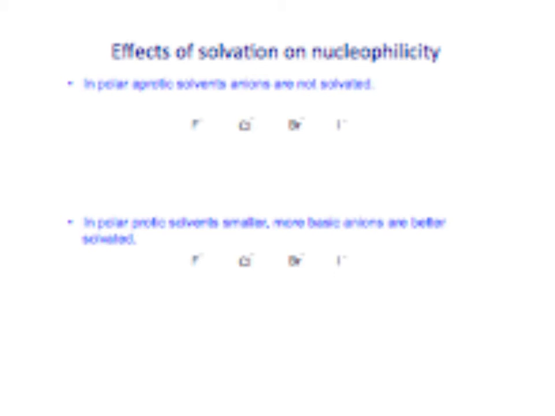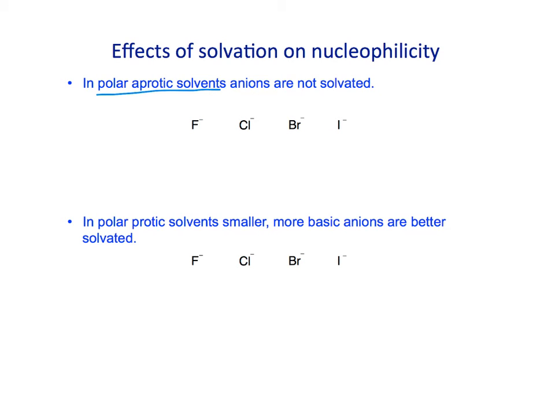If we run a substitution reaction using a halide as a nucleophile, if we run it in a polar aprotic solvent, then the halides are not solvated. Because of that, they're unencumbered and their reactivity follows their basicity. And so if we look at the basicity, it increases going this way, and so the nucleophilicity also increases from right to left.